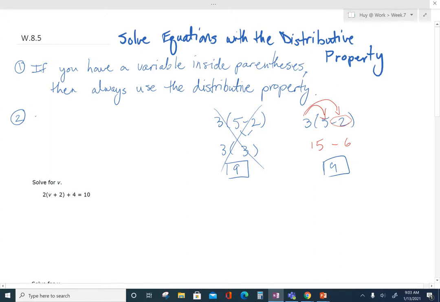You might have to combine like terms, or you might have to move terms and balance the equation.